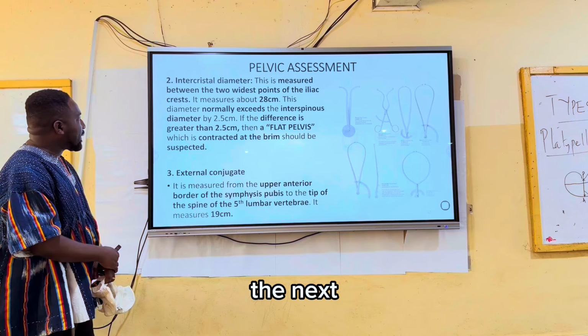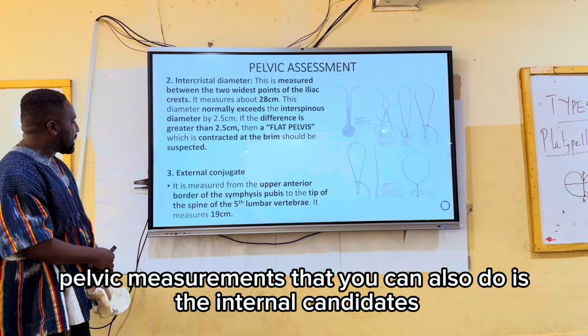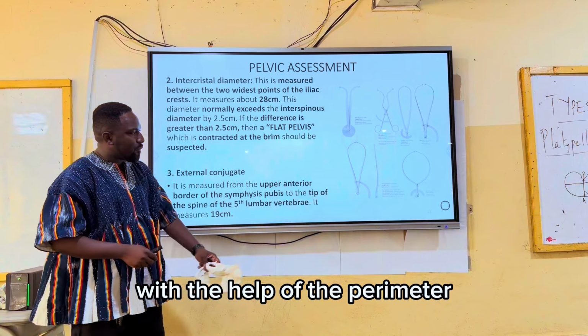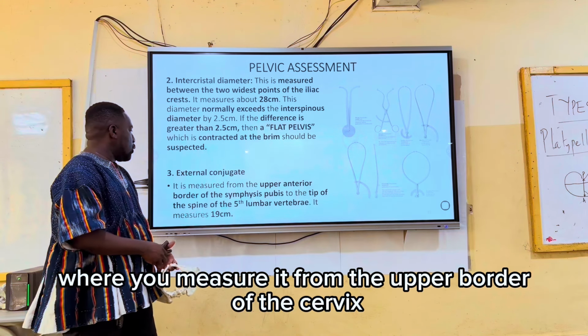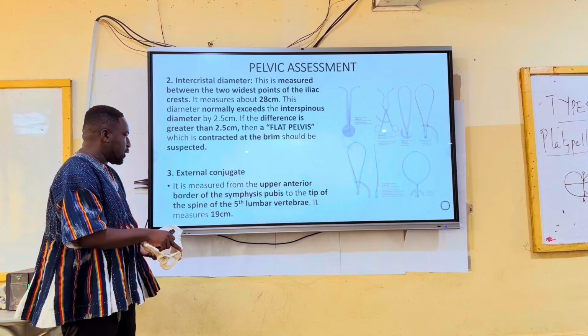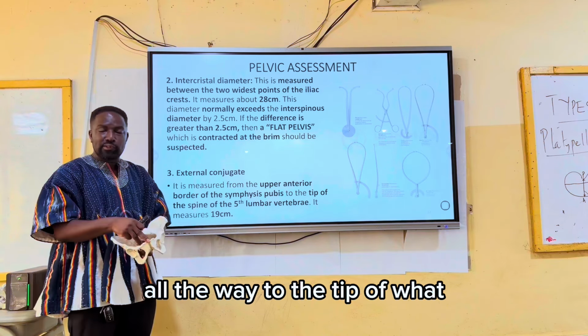Alright, so the next pelvic measurement that you can also do is the external conjugate with the help of the pelvimeter, where you measure it from the upper border of the symphysis pubis all the way to the tip of the fifth lumbar vertebrae. And it also measures 19 centimeters. Then as a midwife, you also need to assess the transverse diameter of the outlet.